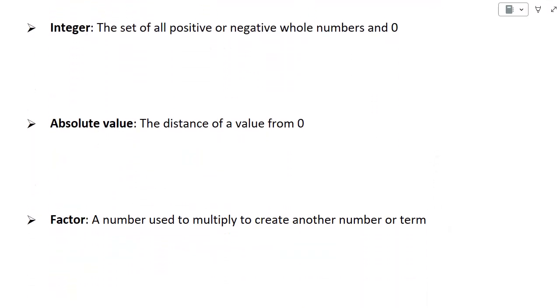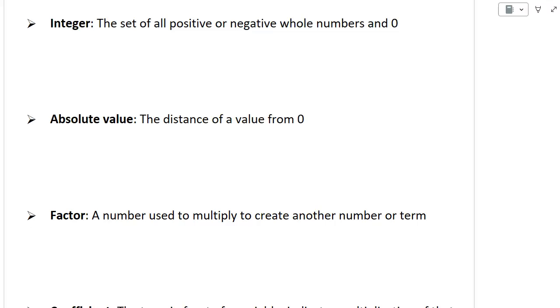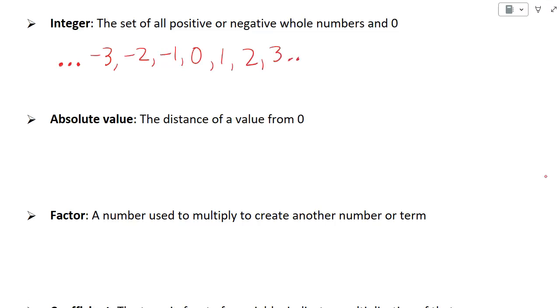Integers: all the positive and negative whole numbers, and 0. That's all it is. No decimals, no fractions, nothing left over, no remainders. So integers: all the negative numbers, all the way -3, -2, -1, 0, 1, 2, 3, on and on and on. So only the whole numbers, positive, negative, including 0. Integers are thrown around a lot. You've got to know what it means.